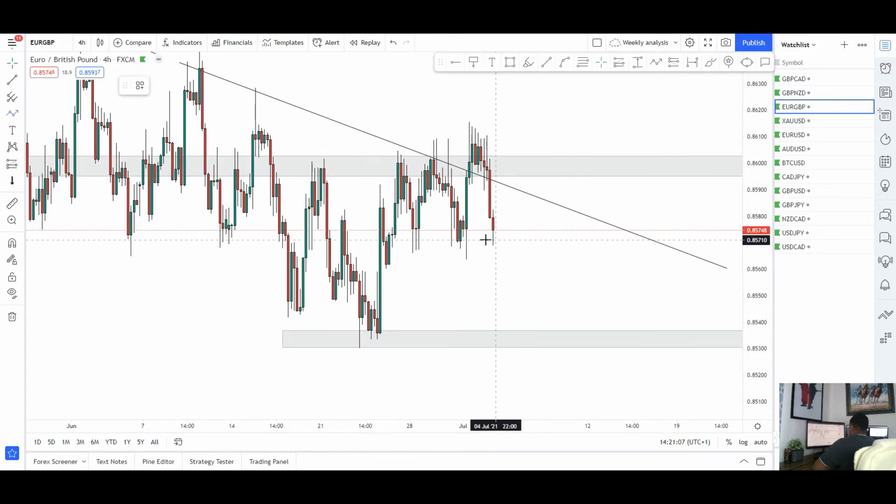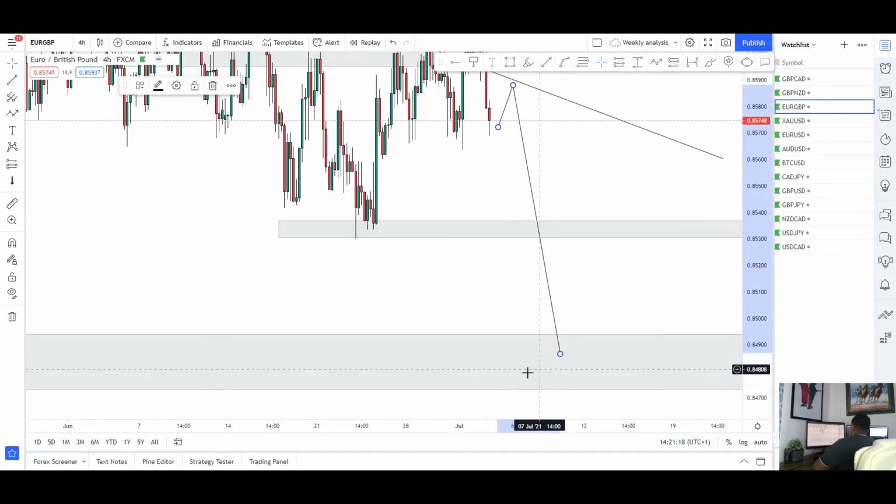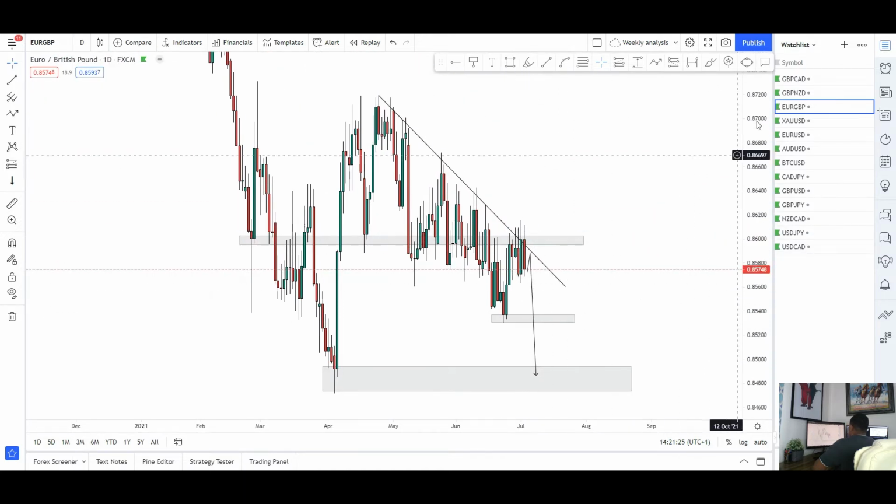Haven't really gone anywhere this week, so we can be seeing a breakout this week potentially, and if that does happen, looking for a bit of retracement, then first target will be this support down there, and if we can get a break of that, we'll be targeting the 0.85 support there on the daily. So more downside next week for Euro GBP unless we get above that area.